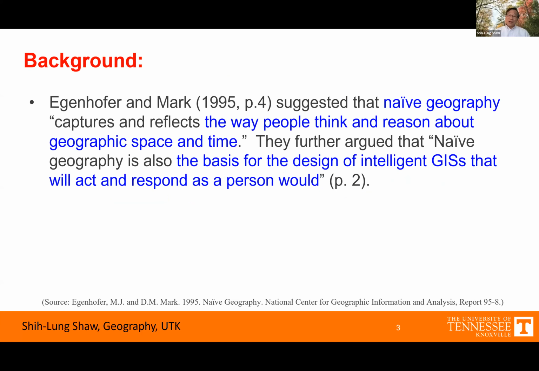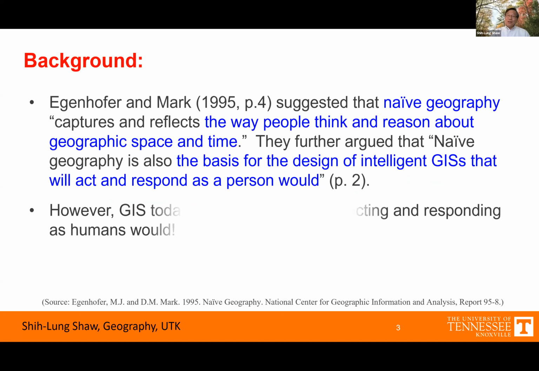So a quick background. Max Egenhofer and David Mark, more than 25 years ago, suggested that naive geography can capture and reflect the way people think and reason about geographic space and time. They also argued that naive geography can be the basis for the design of intelligent GIS that will act and respond as a person would. But if we look at the GIS we are working with today, we are still probably far away from what Max and David envisioned more than 25 years ago.